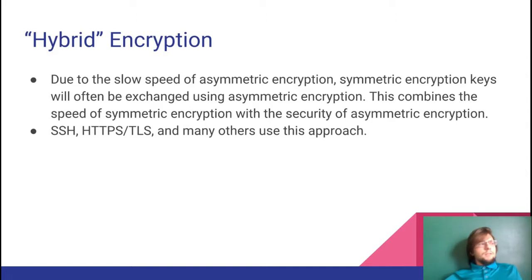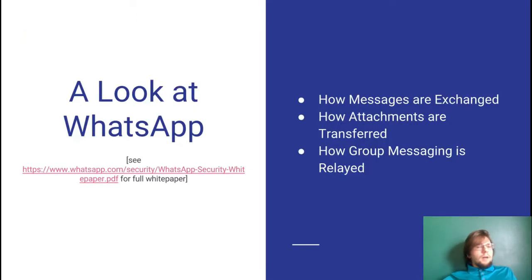And this is a very common way of doing things. SSH uses it for the initial connection. HTTPS and TLS use it for the initial connection, as do many others. We'll be looking at WhatsApp in just a second. So messaging apps will commonly use this as well. So yeah, let's take a look at WhatsApp. There's three concepts here, and these are all discussed in the white paper that you see below. It's the concept of how messages are exchanged on the WhatsApp platform, how attachments are transferred, and how group messages can be relayed.